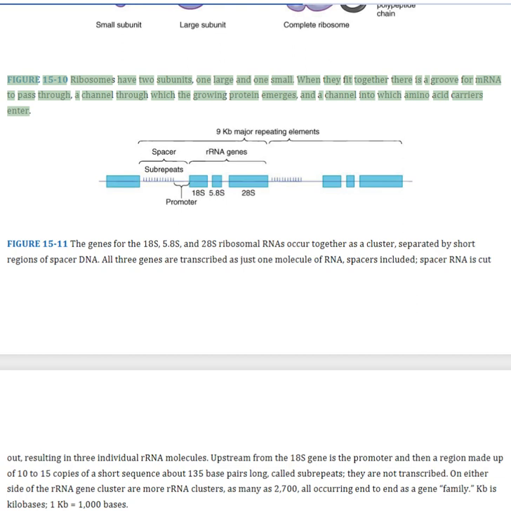When they fit together, there is a groove for mRNA to pass through, a channel through which the growing protein emerges, and a channel into which amino acid carriers enter.